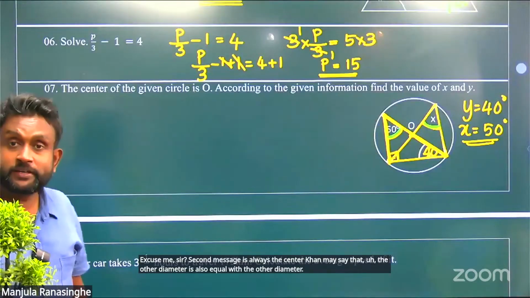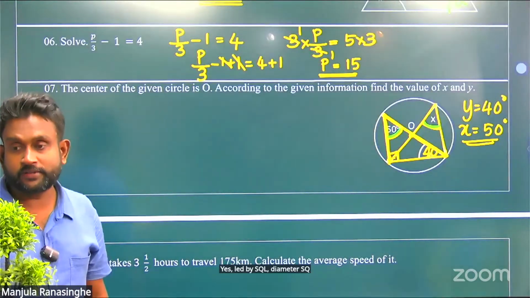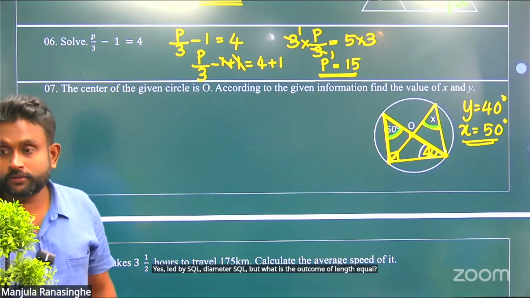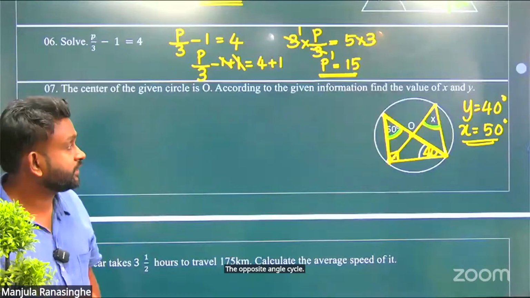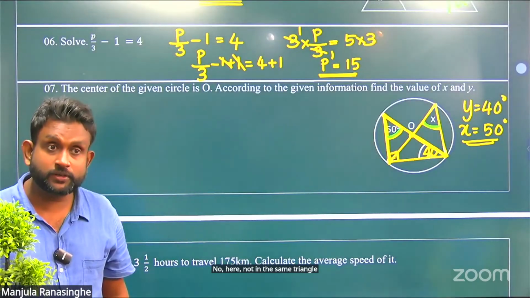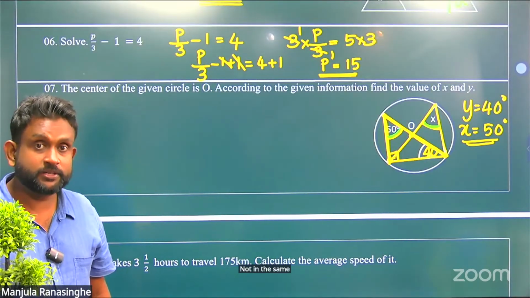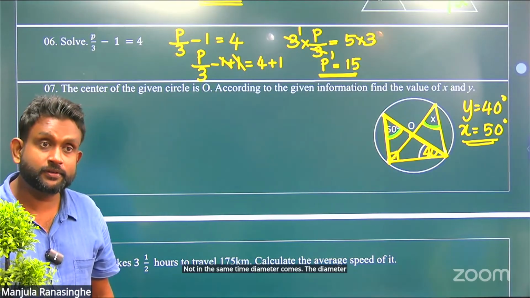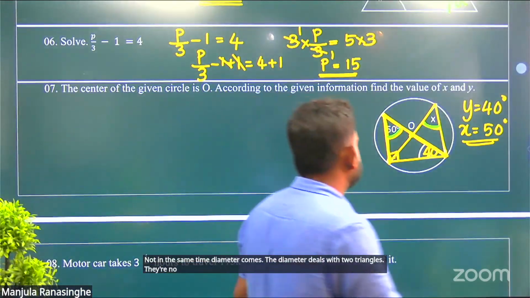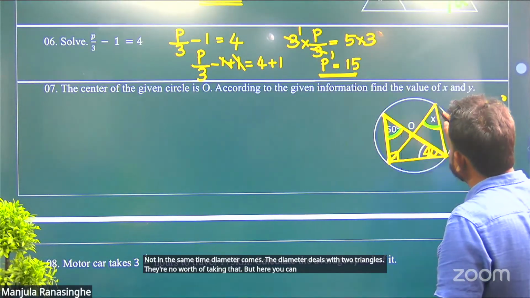Excuse me, sir. Sir, since O is the center, can't we say that the other diameter is also equal to this diameter? Yes, lengthwise the diameters are equal, but what is the outcome of the lengths being equal? The opposite angles are equal. No, here the diameter does not come in the same triangle. The diameter deals with two triangles. There's no worth in taking that. But here you can take this diameter.